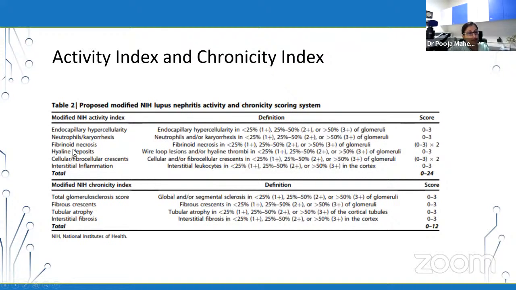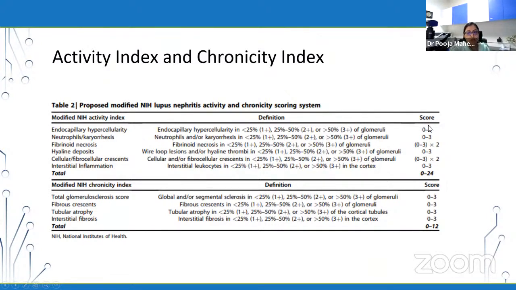Coming to activity indices and chronicity indices. These 6: endocapillary hypercellularity, neutrophils or karyorrhexis, fibrinoid necrosis, hyaline deposits that are wire loop lesions, cellular or fibrocellular, meaning active crescent, and interstitial inflammation. So we see these parameters in a particular kidney biopsy. Then we count all the glomeruli. Then we see that endocapillary hypercellularity is present in the range of less than 25%, 25 to 50, or more than 50%. So in a particular biopsy, if it is more than 50%, then it will be scored as 3.